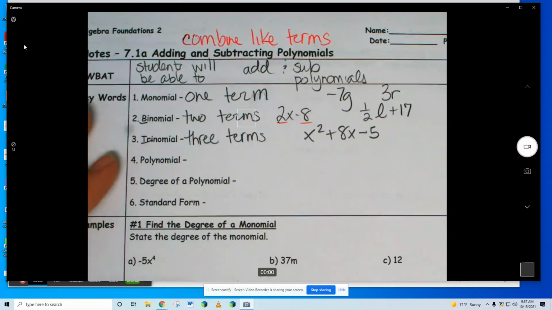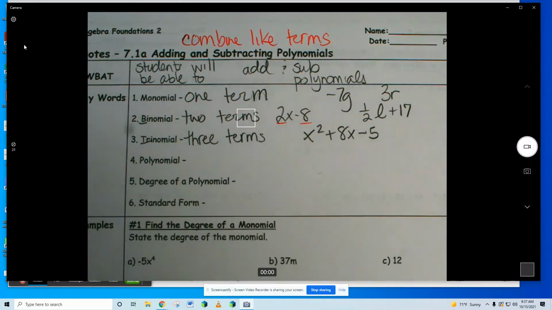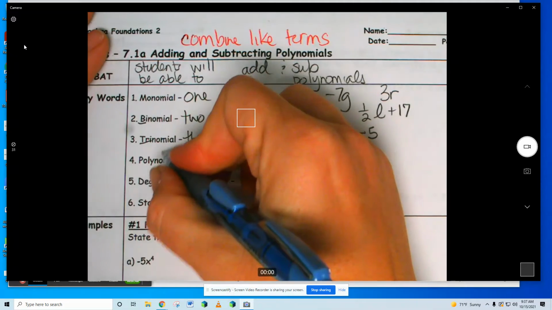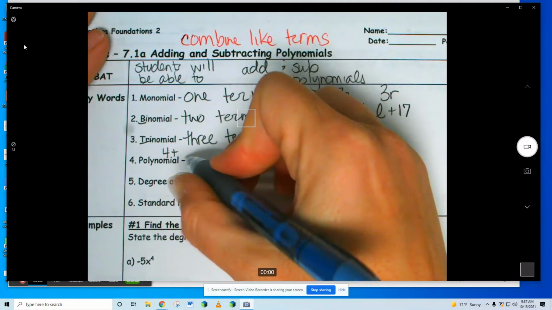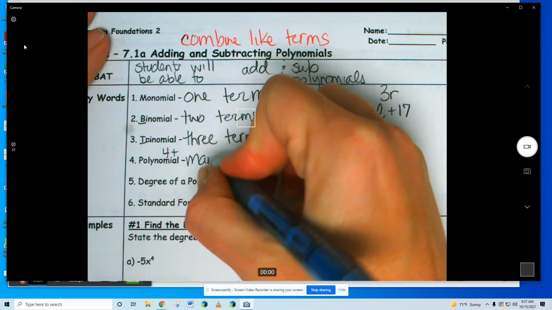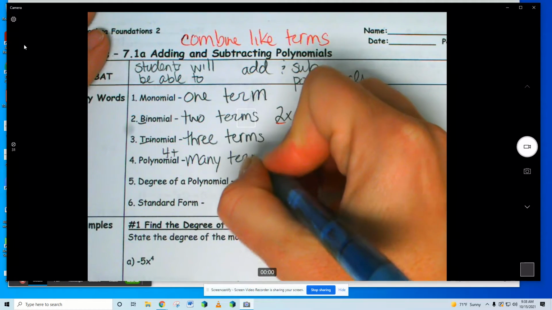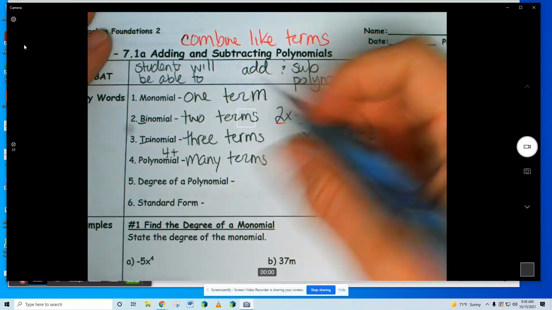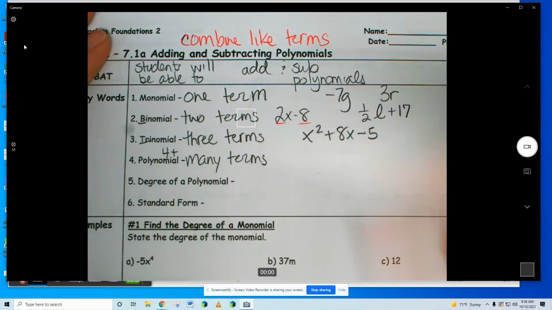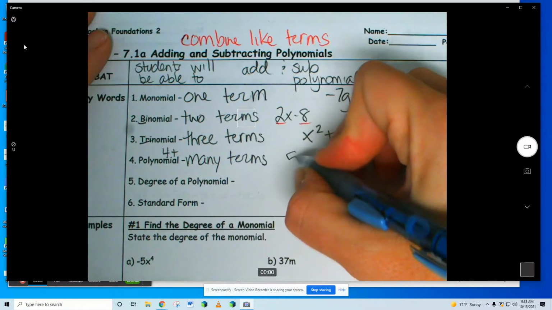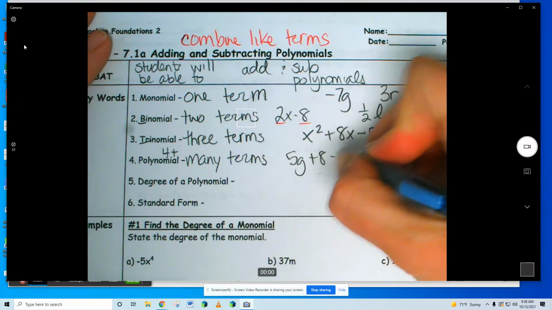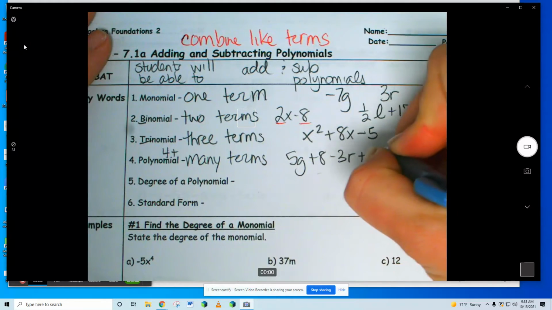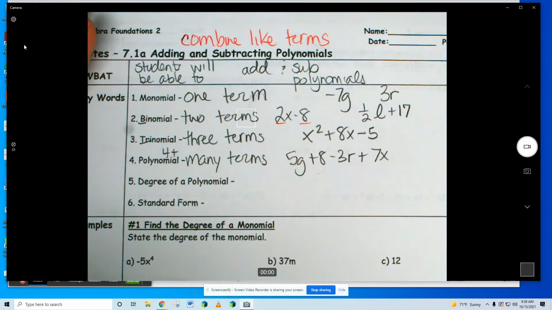All right, polynomial, many terms, 4 or more. I'm going to put a 4 plus, many terms. And these are like some of the answers that you got last night. 5g plus 8 minus 3r plus 7x. That's a polynomial. I just made that up in my head. You can write down anything. They have to be 4 different terms.